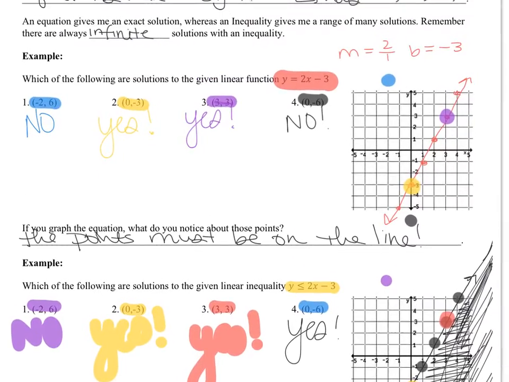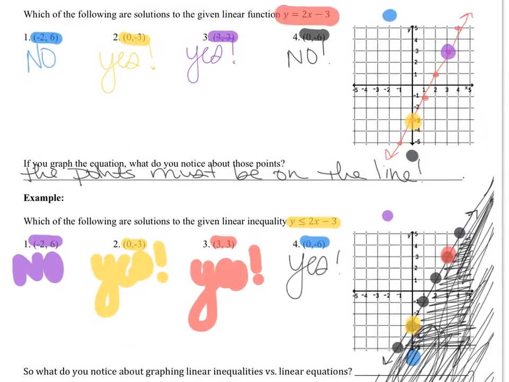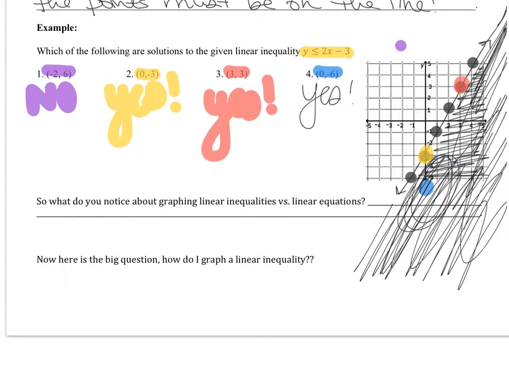So notice with an inequality, (0, -6) is a solution. But when I had an equation, (0, -6) was not a solution. So graphing inequalities is a little bit different. So what do you notice about graphing an inequality versus graphing an equation? With an inequality, I have to shade. So here's obviously the big question. Well, how do I graph it? How do I know to shade on this side versus this side?